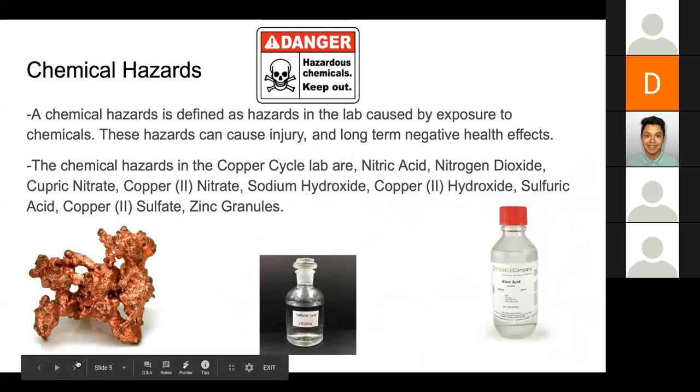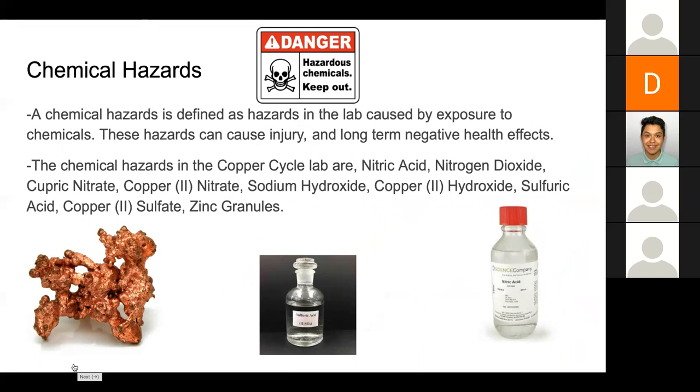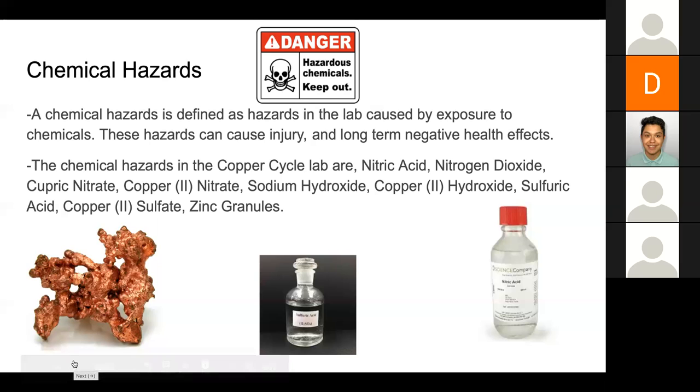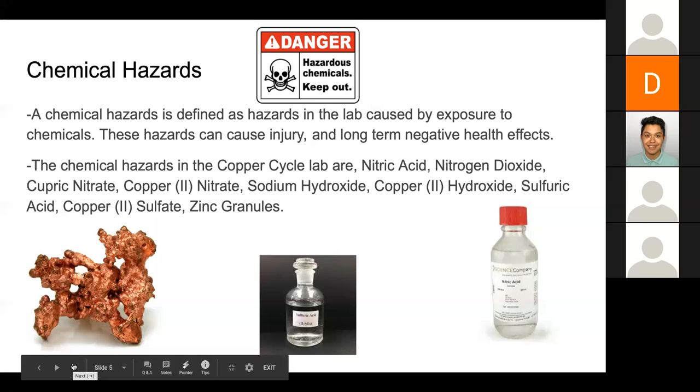So in the copper cycle lab specifically, there are a lot of chemical hazards. For example, we have nitric acid, nitrogen dioxide, cupric nitrate, copper-2 nitrate, sodium hydroxide, copper-2 hydroxide, sulfuric acid, copper-2 sulfate, and zinc granules. So if you ever get an irritant on your skin, or if you get anything in your eyes, make sure to tell your TA and follow the proper procedure going through the safety shower and the eye rinse station.